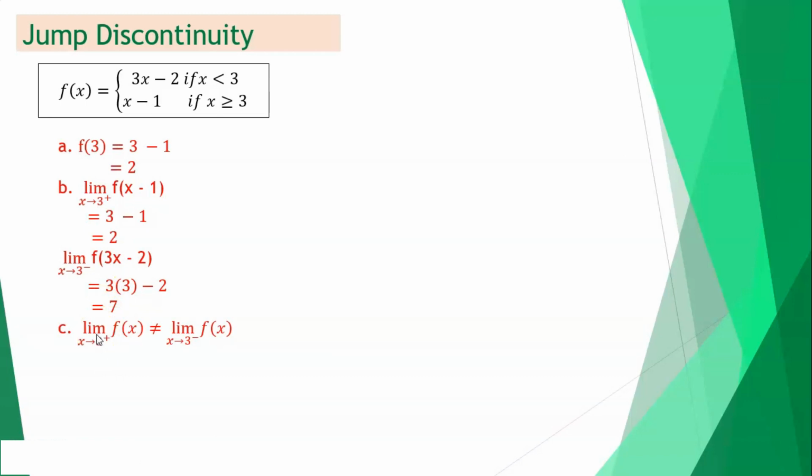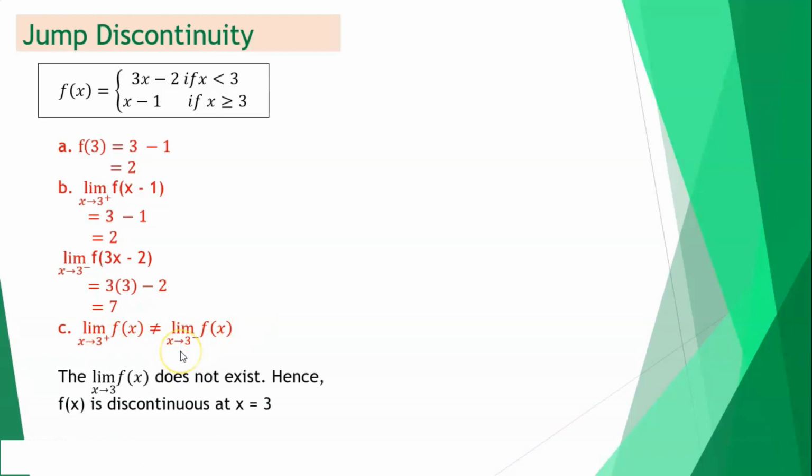So take note, the limit of the function as it approaches 3 from the right is not equal to the limit of the function as it approaches 3 from the left. With this, the limit of the function as it approaches 3 does not exist. So then, the function is discontinuous at x equals 3.